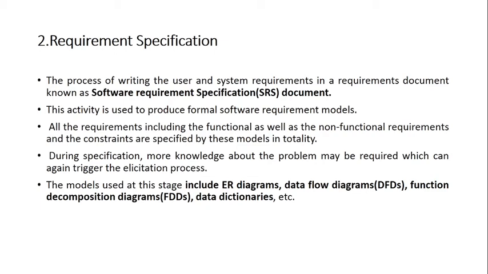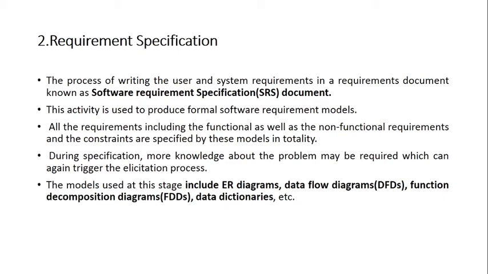These are a few of the diagrams or models that need to be prepared during the requirement phase, and these are present in the SRS document. Not all, but whichever is relevant and helps in understanding or presenting your system properly, we include those diagrams. All the requirements, including the functional as well as non-functional requirements and the constraints, are specified by these models. During specification, more knowledge about the problem may be required, which can again trigger the elicitation process. As you keep on writing the document, you feel like more requirements are there, so it triggers the elicitation process. It is an iterative process, we say.